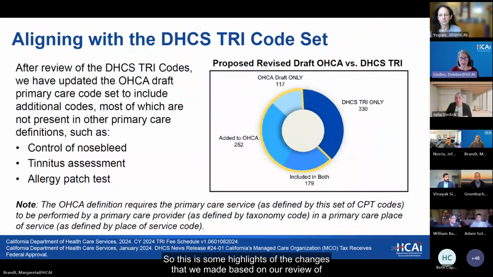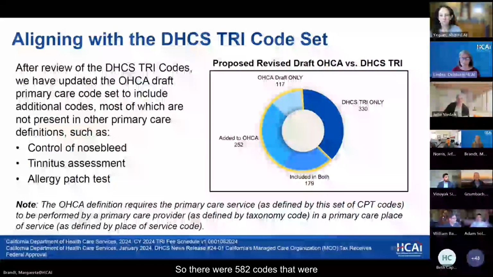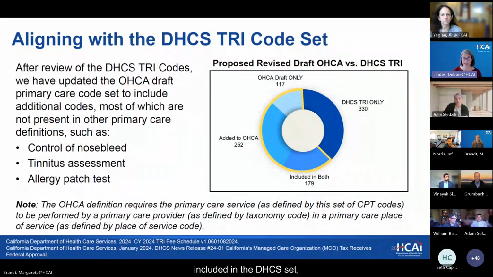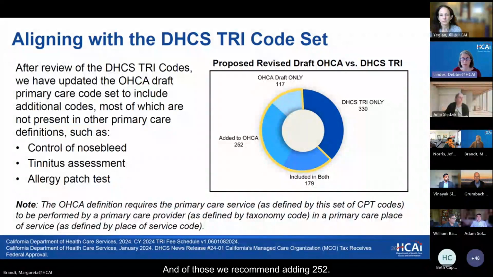So this is just some highlights of the changes that we made based on our review of the DHCS targeted rate increase code set. There were 582 codes that were included in the DHCS set, but excluded from the initial OHCA draft definition. And of those, we recommend adding 252.